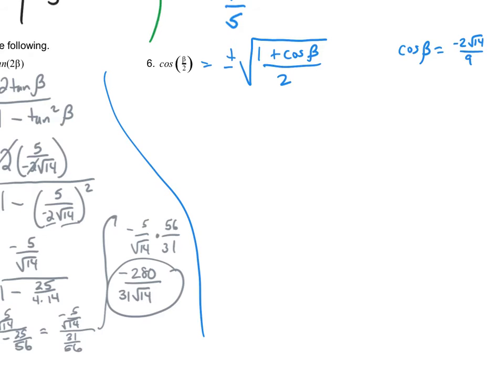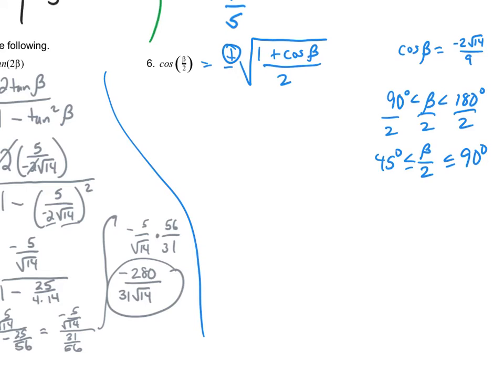The thing that is somewhat tricky is, is it plus or minus? Well, let's think about it. Our angle is between 90 and 180. I know it was in radians, but I'm just going to put it in degrees. So if I think about what half of that angle is, then the half angle beta over 2 is between 90 and 45. So that's somewhere in quadrant 1, so I know it's going to be positive.